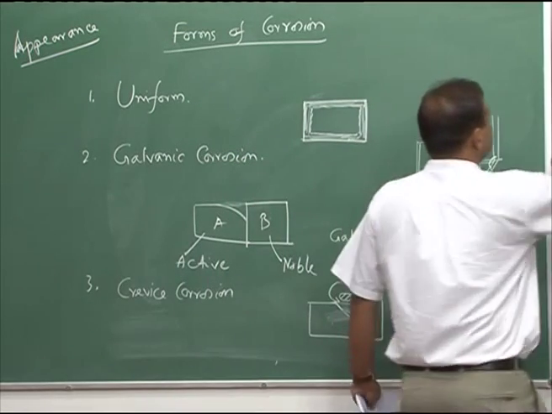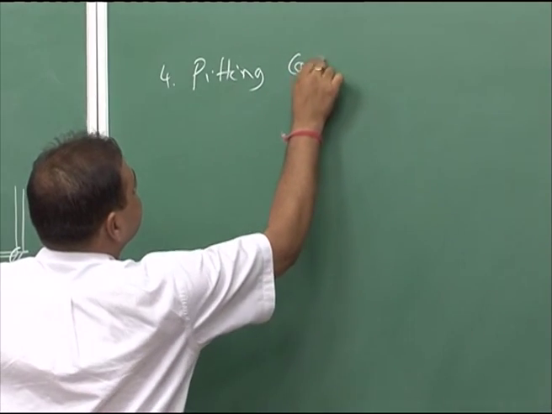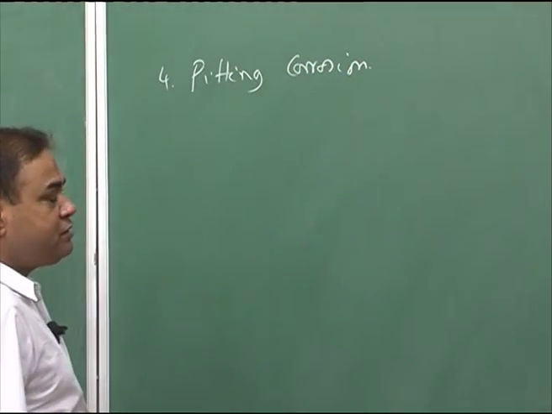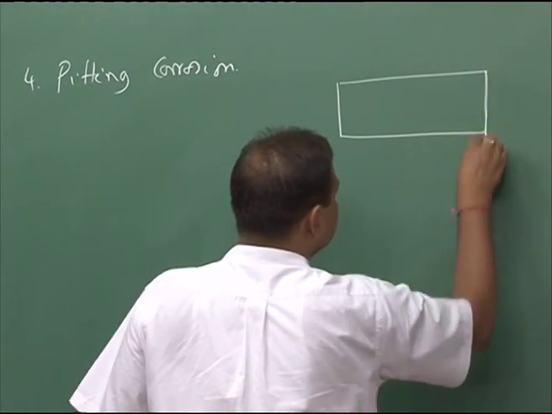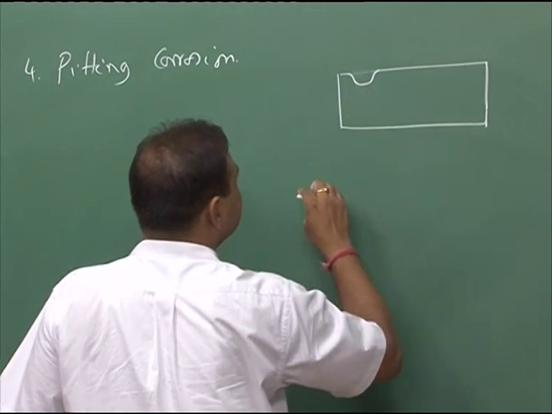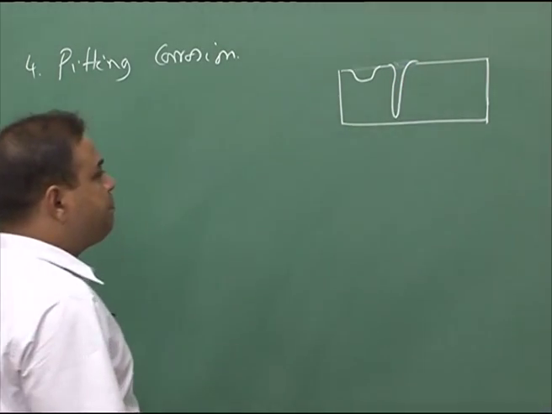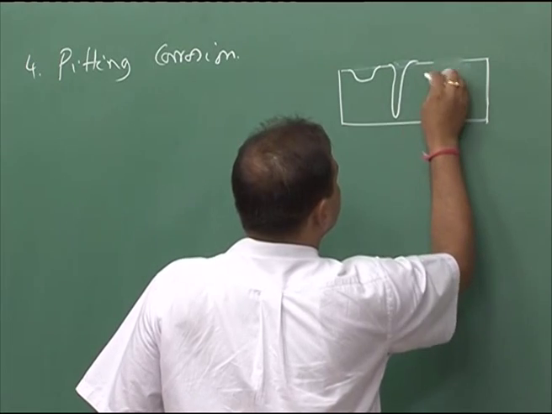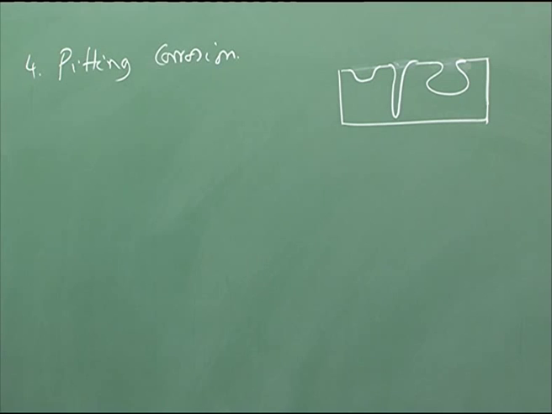Now, then we can have pitting corrosion. Let us say this is my metal object, and we can have either a shallow pit, a very narrow deep pit, or a balloon shaped pit like this. There are several appearances of pits, and these pits are also a very localized attack.